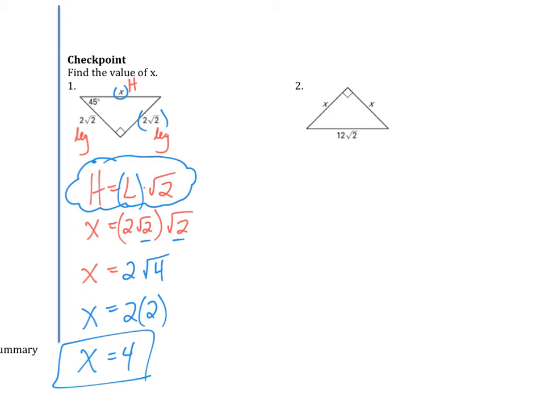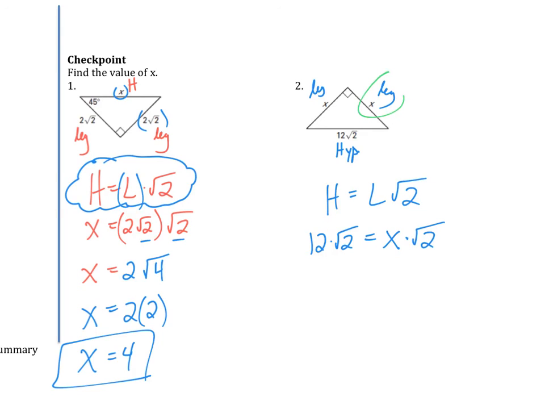In number 2, the hypotenuse is 12 square root of 2, and the leg is x. So if we use our equation, h equals L square root of 2. H is 12 times square root of 2. L is x. Okay, again, that comes from up here. The leg is x. The hypotenuse is 12 square root of 2. So to get x alone, it's x times square root of 2. The opposite, or the inverse, of times square root of 2 would be divide by square root of 2. So 12 equals x.